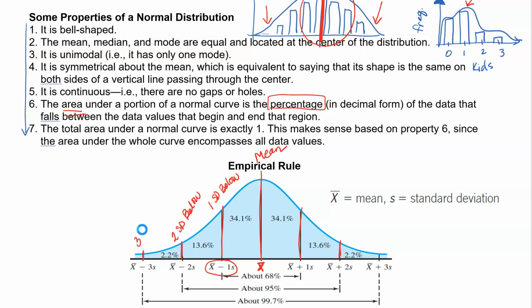And this one is 3 standard deviations below. And then over here is 1 standard deviation above, 2 standard deviations above, and 3 standard deviations above. And if you ever want to know how many, or the percentage of, data values between certain values on the graph, all you have to do is find the area under the curve.